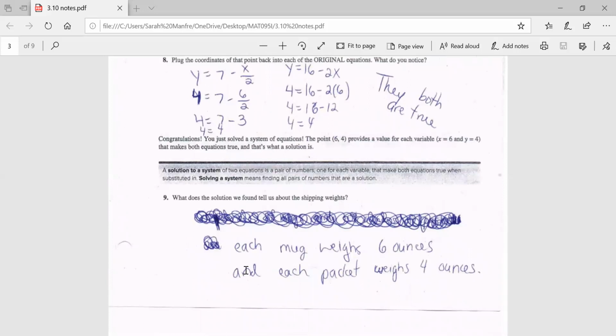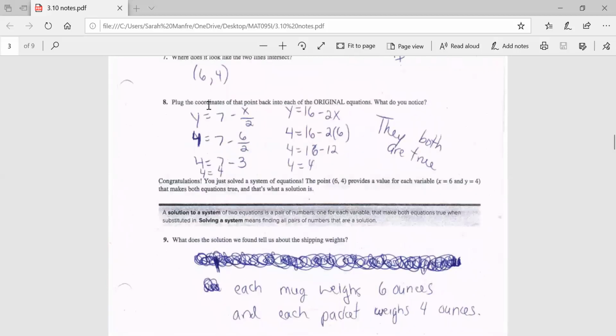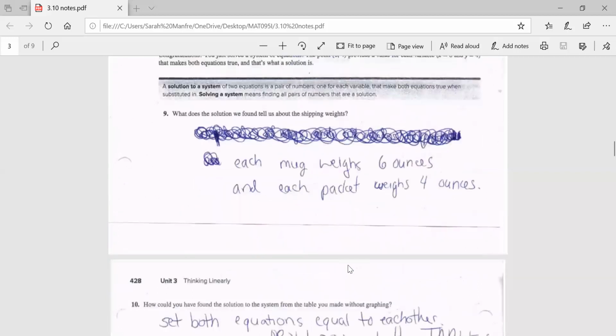So question 9 is asking us, what does the solution tell us about the shipping weights? Well, first thing is, we know x is 6. And if we go back, remember we labeled x was the weight of the mugs, and y was the weight of the packets. So it means each mug weighs 6 ounces, and each packet weighs 4 ounces. So that's the solution, and that gives us the answer of the problem. All right?